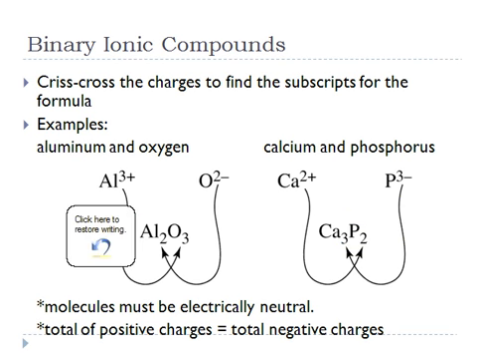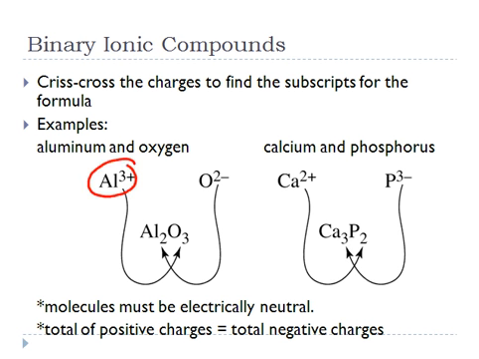So you're going to find your charges, and then you're going to crisscross the charges to find the subscripts for the formula. So if I'm combining, say for example, aluminum and oxygen, aluminum has a 3+ charge, and oxygen has a 2- charge. If I crisscross those charges, like this, or the way I've kind of drawn my crazy loopy arrows, you'll get a formula Al2O3, okay? Molecules must overall be electrically neutral. That's why we do this crisscrossing. So that means the total of the positive charges has to equal the total of the negative charges.